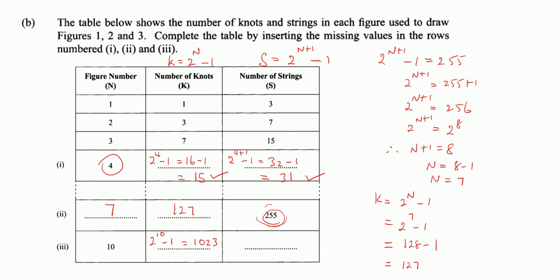1023. Then for the number of strings, it will be 2 to the power 10 plus 1 minus 1. So that is 2 to the power 11. So 2 to the power 11 is equal to 2048, minus 1 will give me 2047.